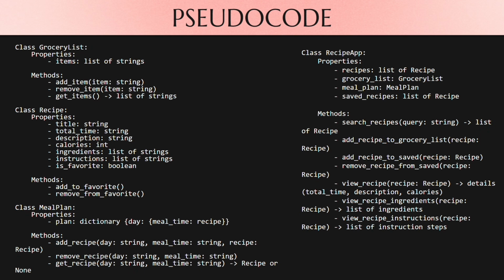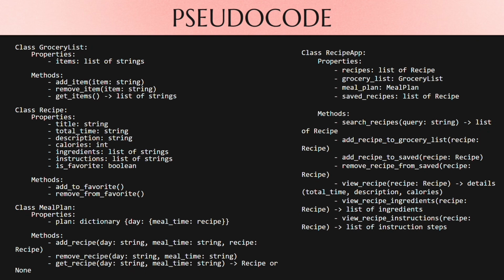Then we have the meal plan class, which includes a dictionary, so each day is associated with this meal time and recipe. And methods include add recipe, remove recipe, get recipe. And then we have the recipe app, which basically sums up all of those features we just saw. And some properties of this include recipes, grocery list, meal plan, and saved recipes.